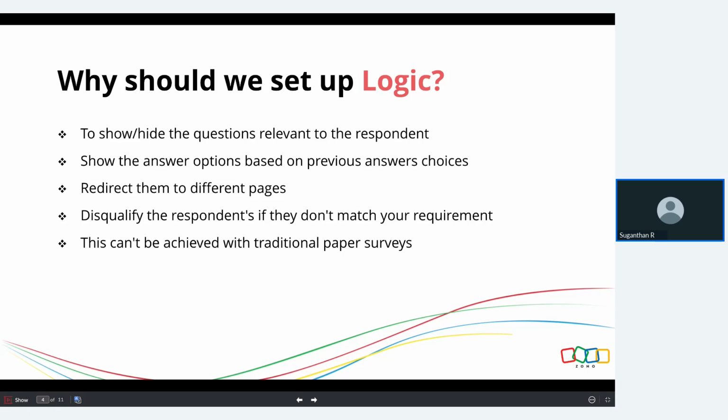Then it doesn't make sense to capture any other information from any other target audience. So you can ask questions related to that, and if they don't belong to that category, you can directly disqualify them rather than making them answer the whole set of questions available in a survey, which is garbage data for you. So these are things which cannot be achieved with your traditional paper-pen method surveys. That's where the online surveys stand out.